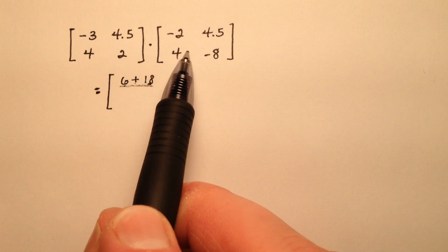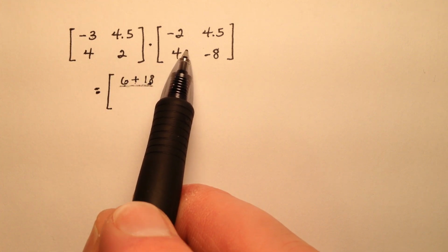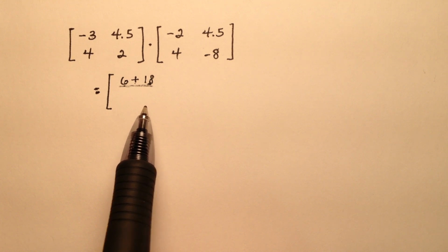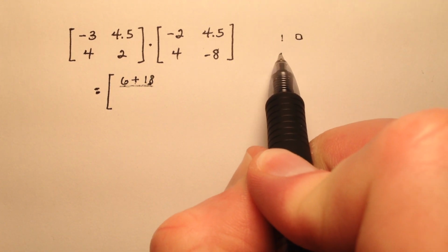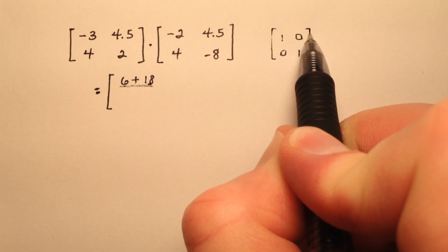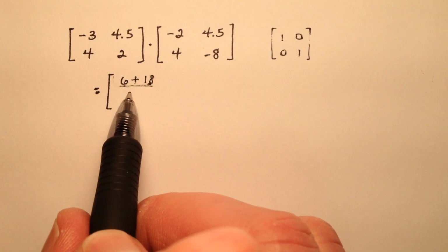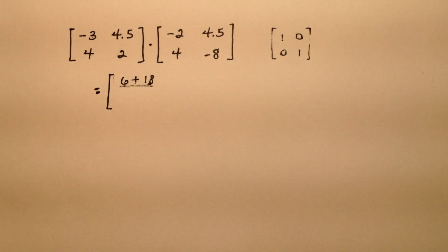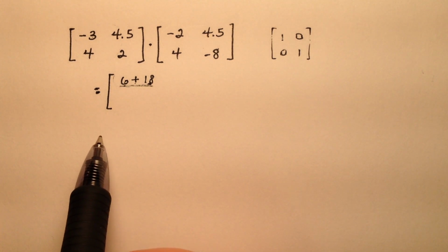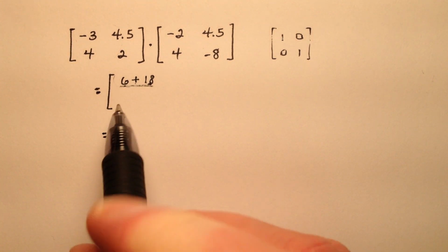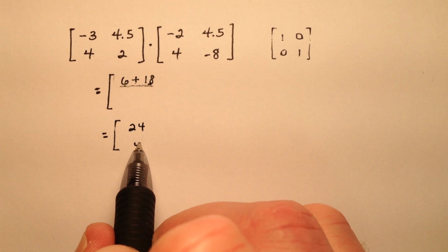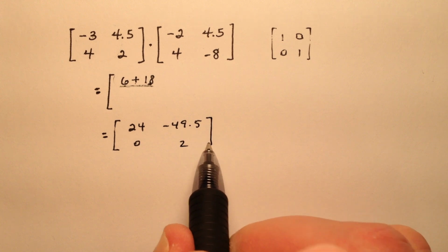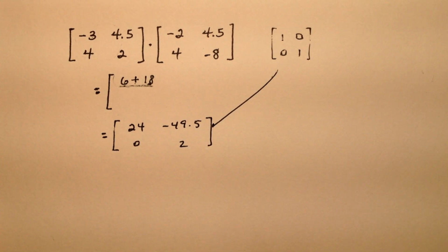So I know that these two matrices are not inverses of one another, because if the product matrix has to be the identity matrix, that means it would have to be 1, 0, 0, 1. But I can see right here it's not going to be. So these two matrices are not going to be inverses of one another. And if I went ahead and worked out the multiplication here, it's going to end up being 24, 0, negative 49.5, and then 2. So yeah, I can see that these two are not the same.